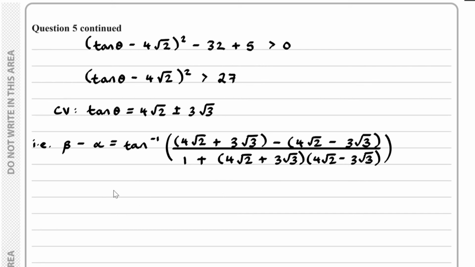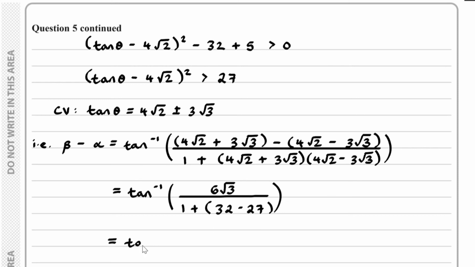So we've got the inverse tangent of, now on the bottom I've got a difference of 2 squares. I've got 1 plus this difference, 4 root 2 times 4 root 2, that's 16 times 2, which is 32. And then 3 root 3 times minus 3 root 3, that's minus 27, so that's what I have on the bottom. And on the top I've got 4 root 2 subtract 4 root 2, that's 0 root 2, 3 root 3 subtract negative 3 root 3, that will be 6 root 3.